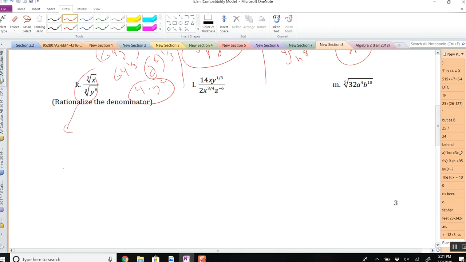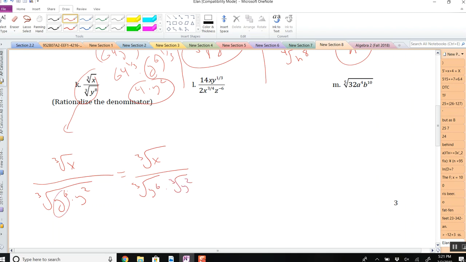This one's a little weird. You have the cube root of x, and that's going to be a cube root. You can break it up like this. y to the 6 times y squared is y to the 8, and y to the 6 is going to come out clean. If you take the cube root of it, it becomes y squared.